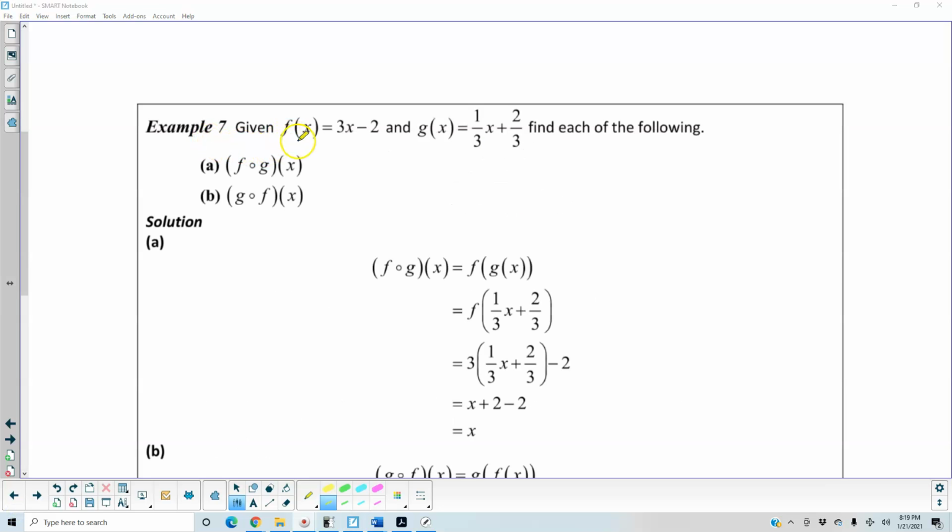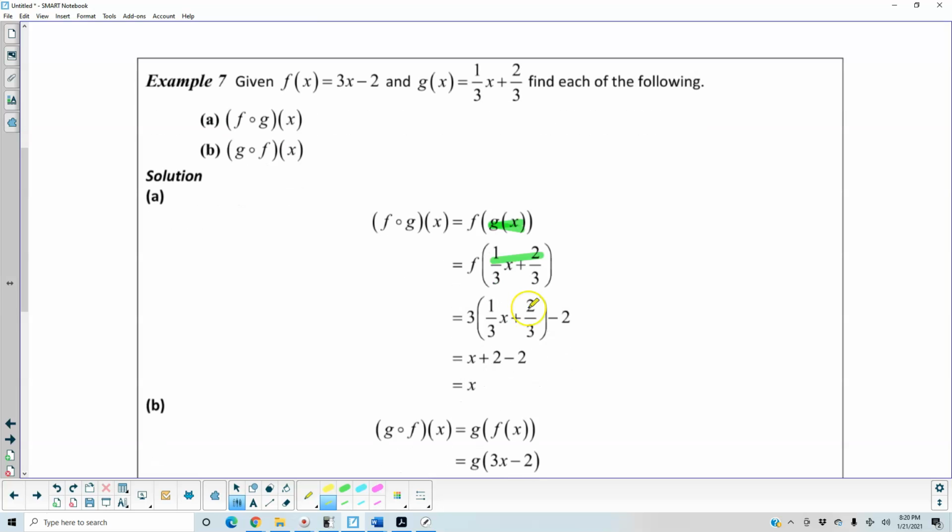Example 7. Given f of x, which is equal to 3x minus 2, and g of x is equal to 1/3 x plus 2/3, find each of the following. In part A, we want to find f composite g of x and g composite f of x. Well, f composite g of x tells us that the definition is f of g of x. So recall that g of x is equal to 1/3 x plus 2/3. So we're going to plug that in here. So now we're going to take this as the input and then plug it into the function f of x.